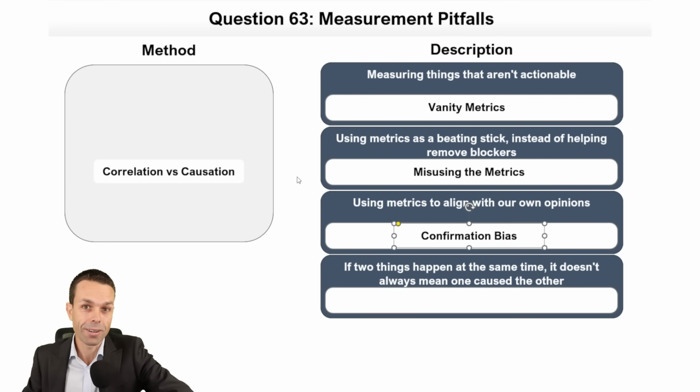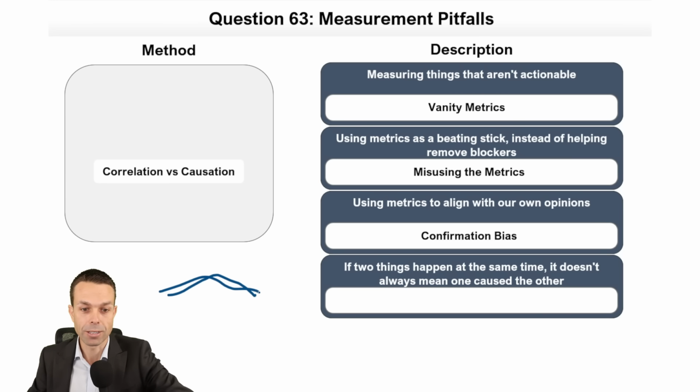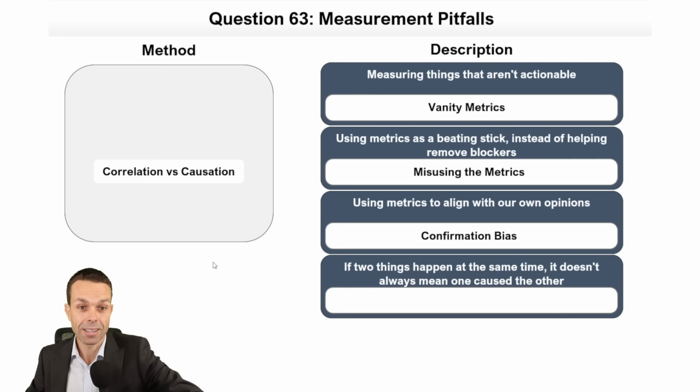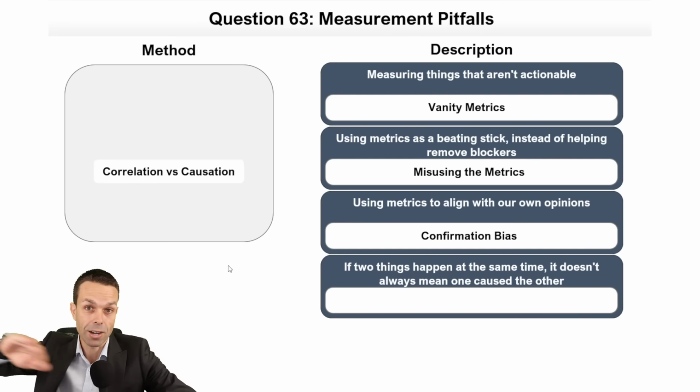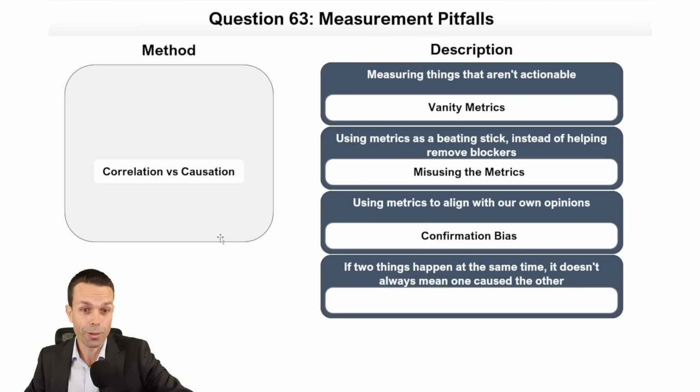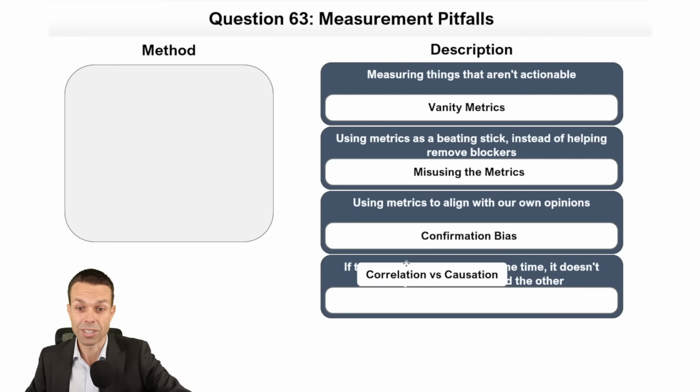And the last one, this is one of my favorites. If 2 things happen at the same time, it doesn't always mean that one caused the other. For example, that happens there and it happens there. They're very, very similar, but that doesn't actually mean that those 2 things are caused by each other. And a classic example of this is drownings versus ice cream sales. Drownings go up at the same time as ice cream sales, so people thought that ice cream caused drownings.